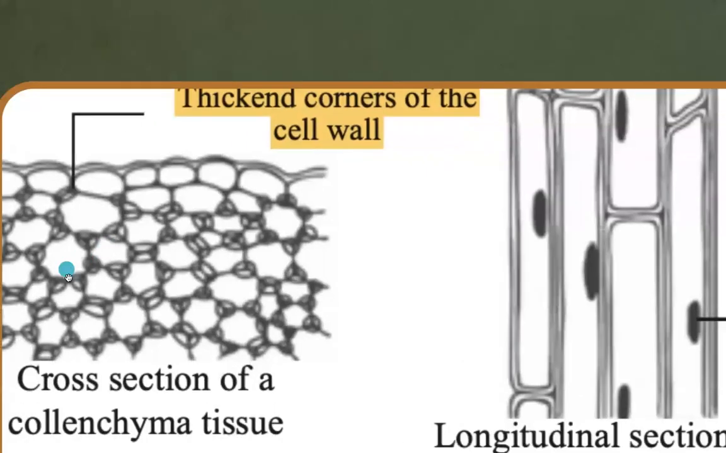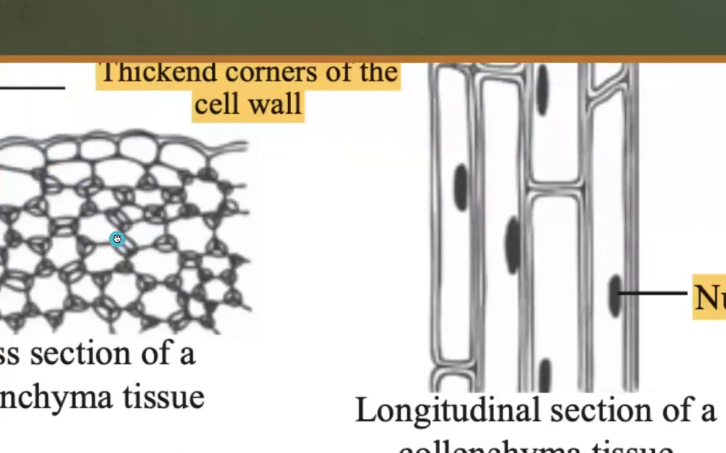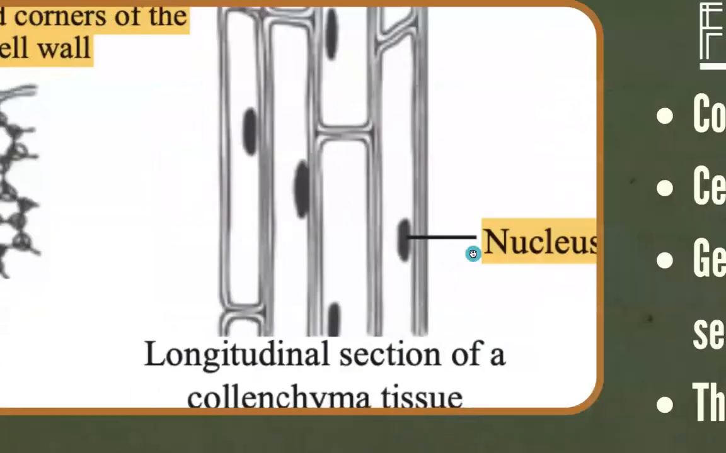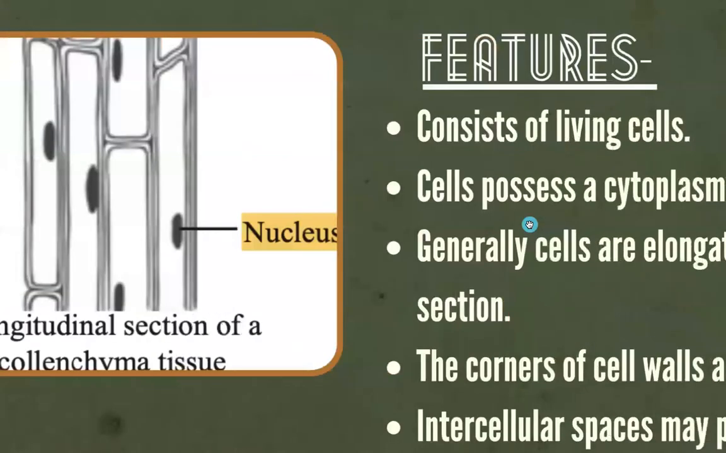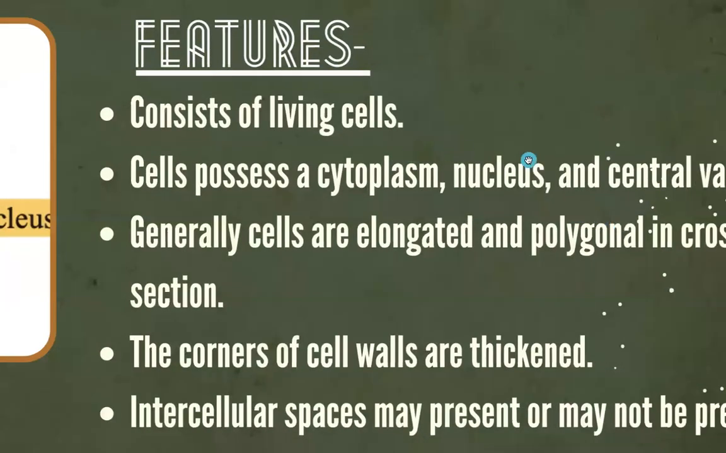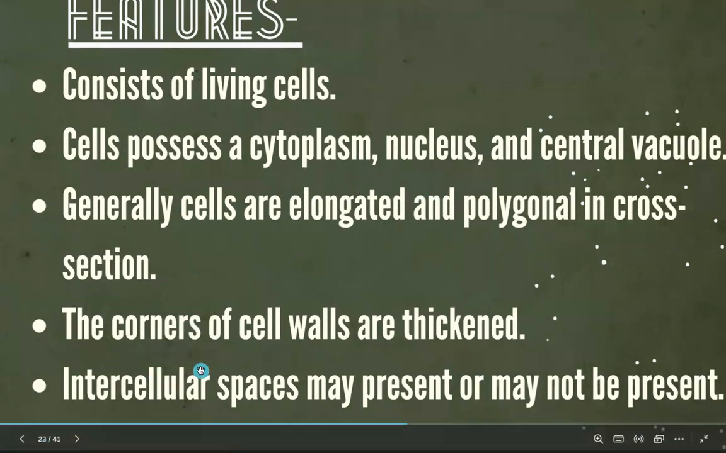So here you see these are tiny, and the cell wall is thickened. You can't see any intercellular spaces in there. Here is the longitudinal section of it, and there are no intercellular spaces. If we look at the features, they consist of living cells. Cells possess a cytoplasm, nucleus, and a central vacuole. Generally, cells are elongated and polygonal in cross-section. The corners of cell walls are thickened. Intercellular spaces may be present or may not be present.